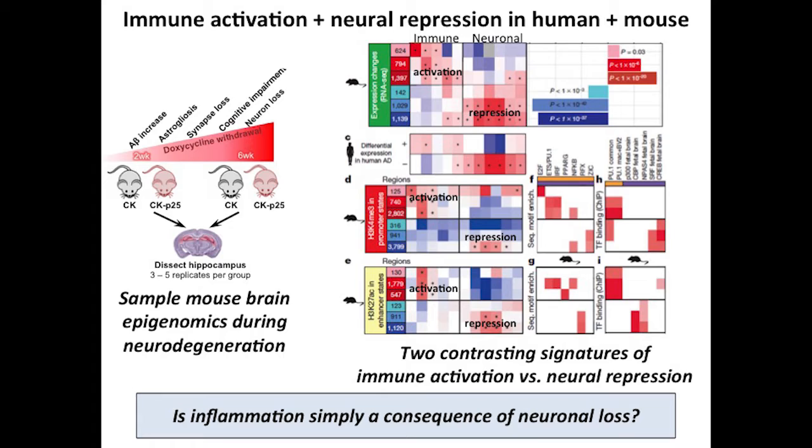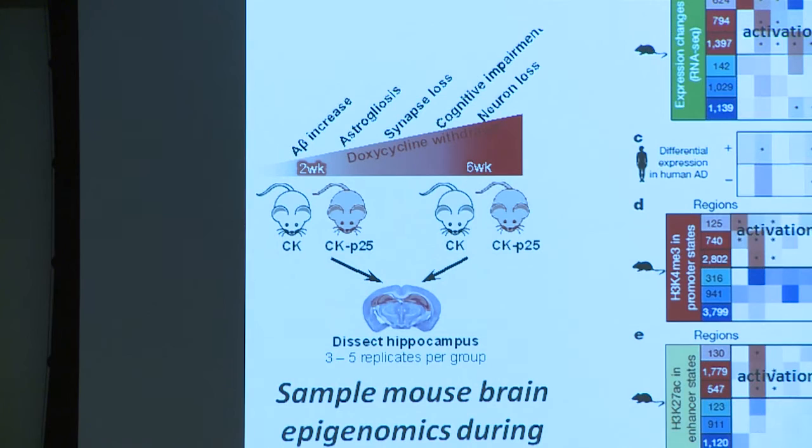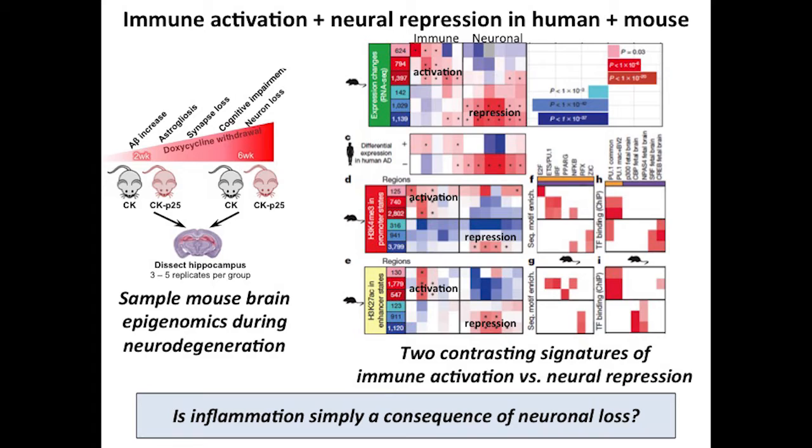That allows us to profile the epigenomic landscape both early and late to look at what's happening. And what we found is indeed that neuronal activity goes down as the textbook says, but also immune and inflammatory processes go up. That's an observation that people have made for a long time. But a simple interpretation of that was that inflammation happens when you have neurodegeneration. So maybe inflammation is, in fact, a consequence of neurodegeneration. But what we're finding in the mouse data is that the neuronal repression happens at later time points than the immune activation, which happens quite early. And that's true at the RNA level, at the promoter level, and at the enhancer level.